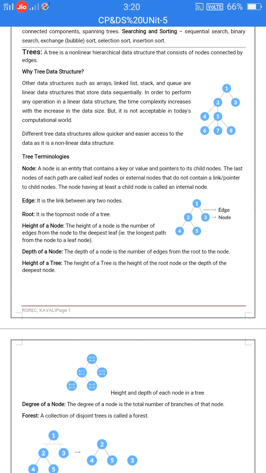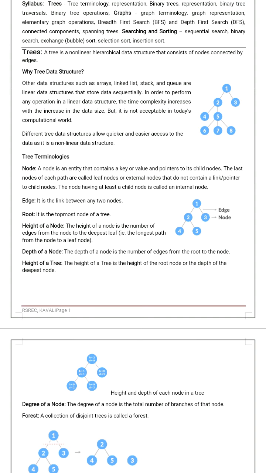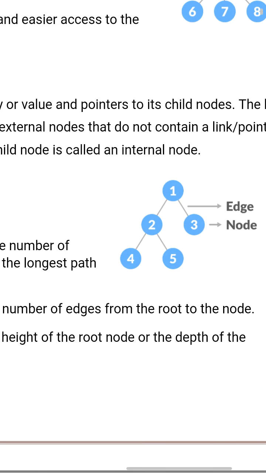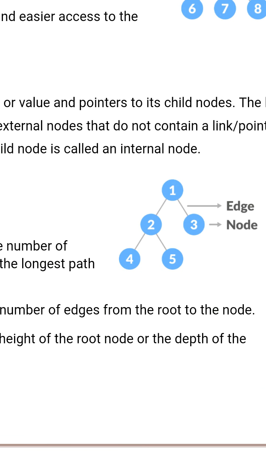Before discussing trees, first we discuss tree terminologies. First, what is a node? A node is an entity that contains a key or value and points to child nodes. See this diagram. In this diagram, there are 5 nodes. Each node has a single value and a pointer. That pointer points to its child node.